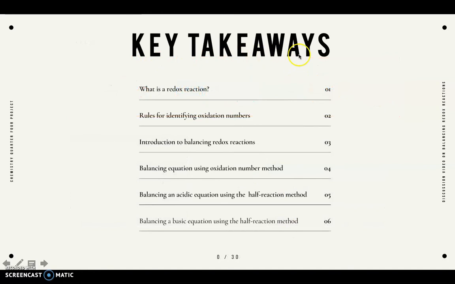To wrap up this video, we have discussed the key concepts of redox reactions and the rules for assigning oxidation numbers. Along with that, we were also able to identify the oxidation numbers of chemical species, distinguish what is being oxidized and what is being reduced, and we were able to balance redox reactions using the oxidation number method and the half reaction methods for both acidic and basic conditions.